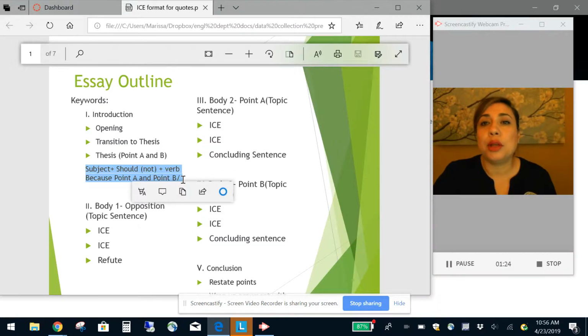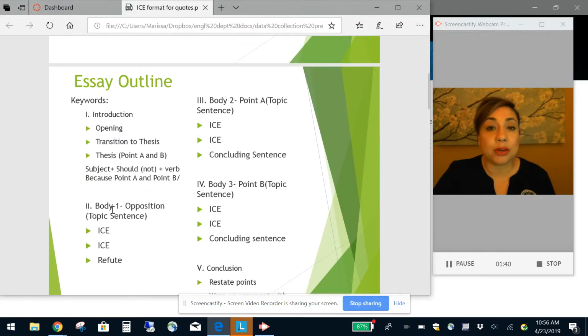So, for example, marijuana should be legalized because it can have economic benefits and it can help alleviate opioid addiction, whatever we want to do. Okay, so that's kind of our starting point. Of course, our opposition paragraph, that would be the arguments against legalization of marijuana, if that's the example we're going with, and then 2 body paragraphs and a conclusion.